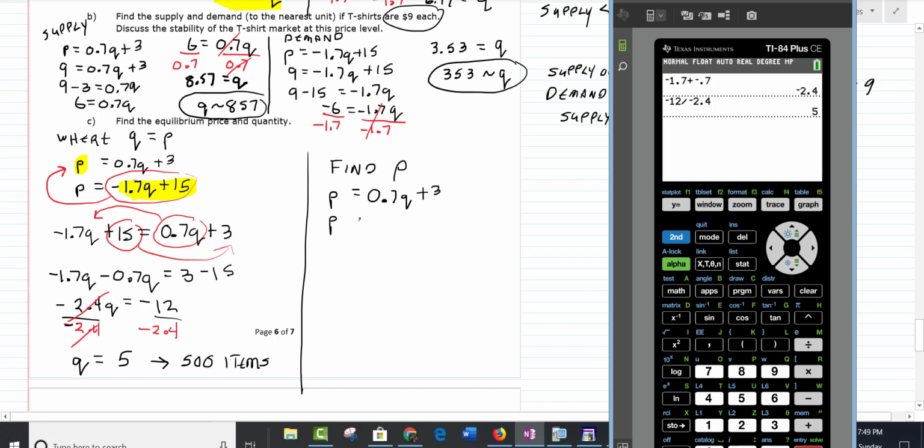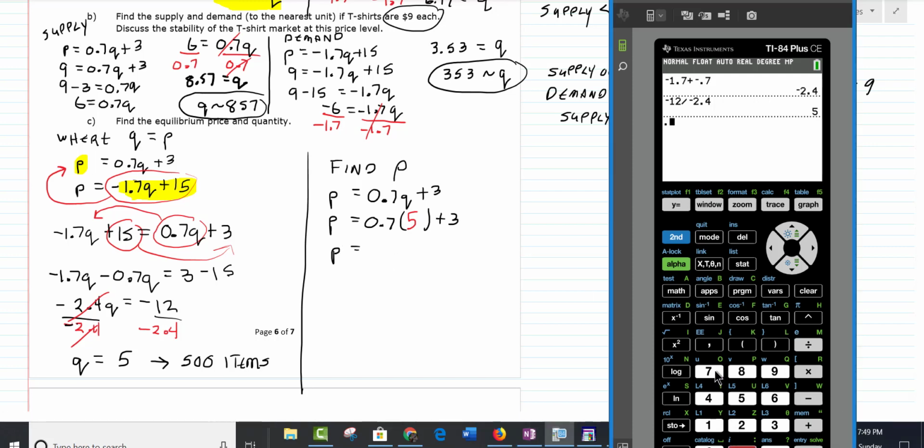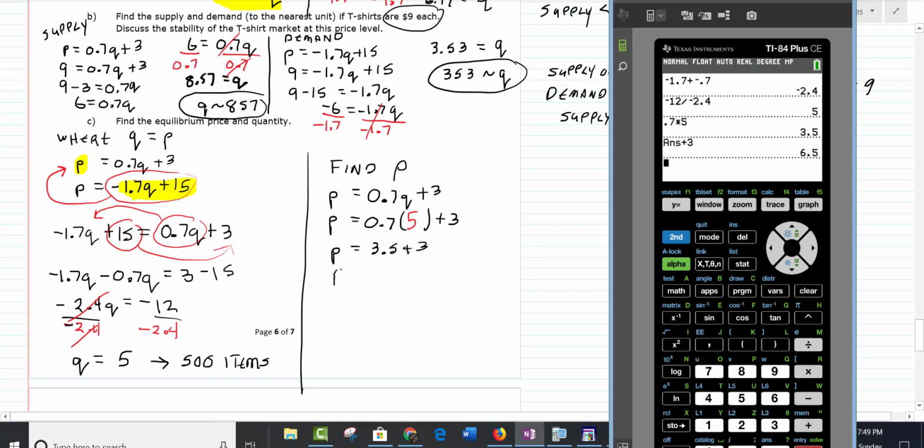So I'd get P equals 0.7 times 5 plus 3. And then you can do this on your calculator in one step if you want to. Just do 0.7 times 5, which is 3.5. And then 3.5 plus 3 will give you what your equilibrium price is. So that price is 6.5.